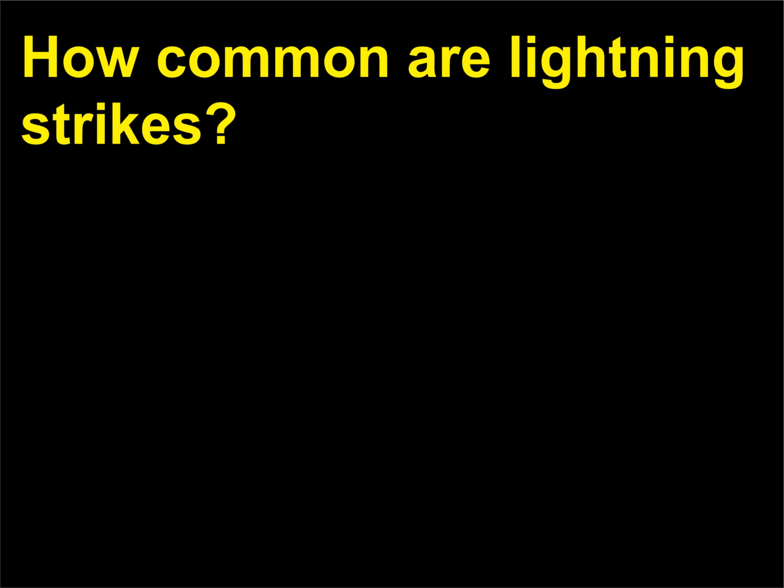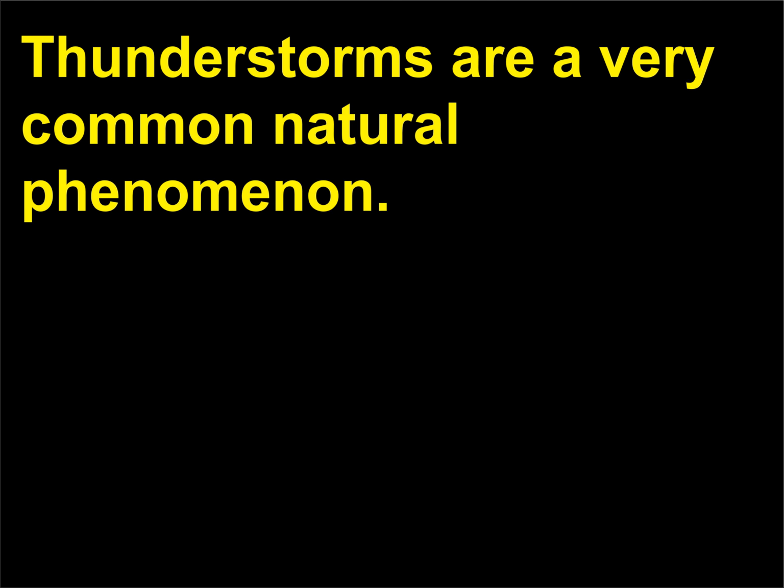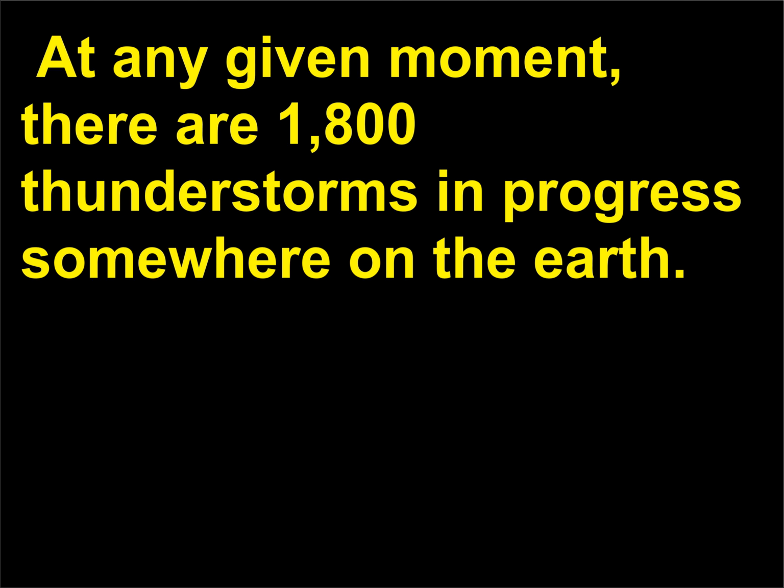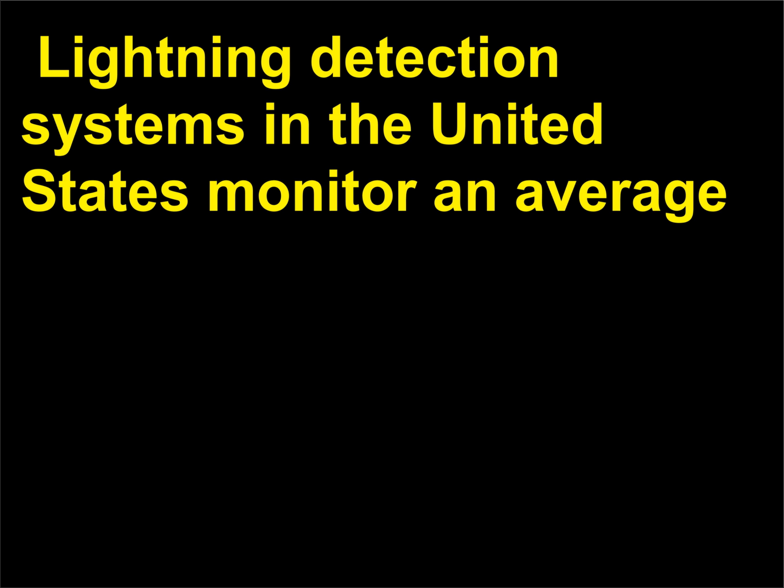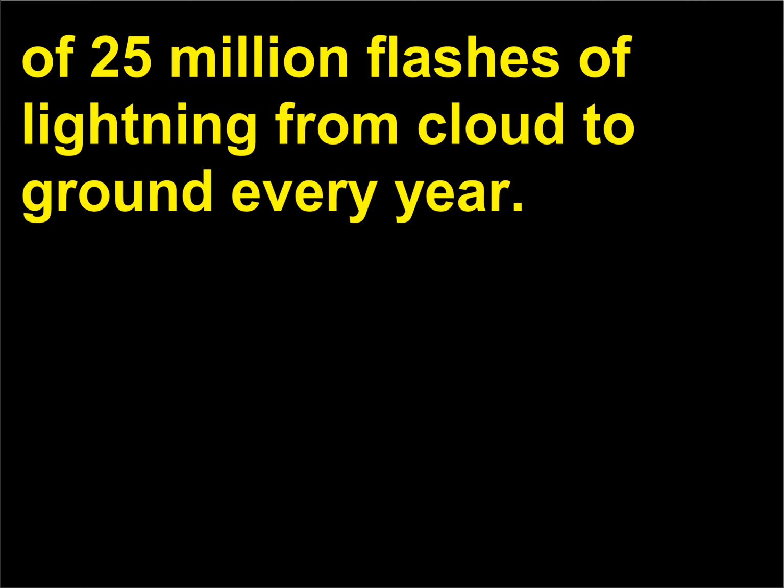How common are lightning strikes? Thunderstorms are a very common natural phenomenon. At any given moment, there are 1,800 thunderstorms in progress somewhere on the Earth. Lightning detection systems in the United States monitor an average of 25 million flashes of lightning from cloud to ground every year.